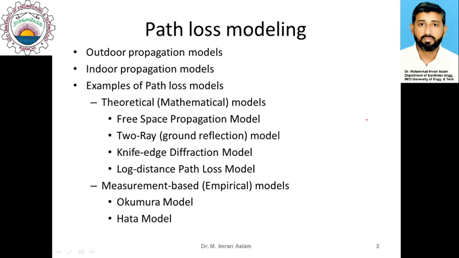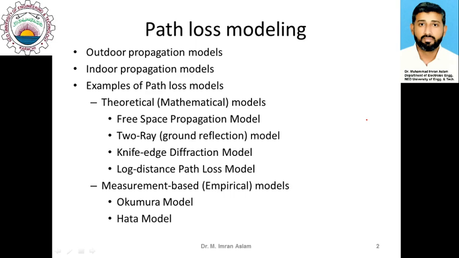In fact, this modeling is needed for outdoor propagation as well as indoor propagation. Because of the difference in the nature of the environment indoors and outdoors, there are generally different models used for outdoor propagation and indoor propagation. So we'll talk about those models in the presentations this week, inshallah.